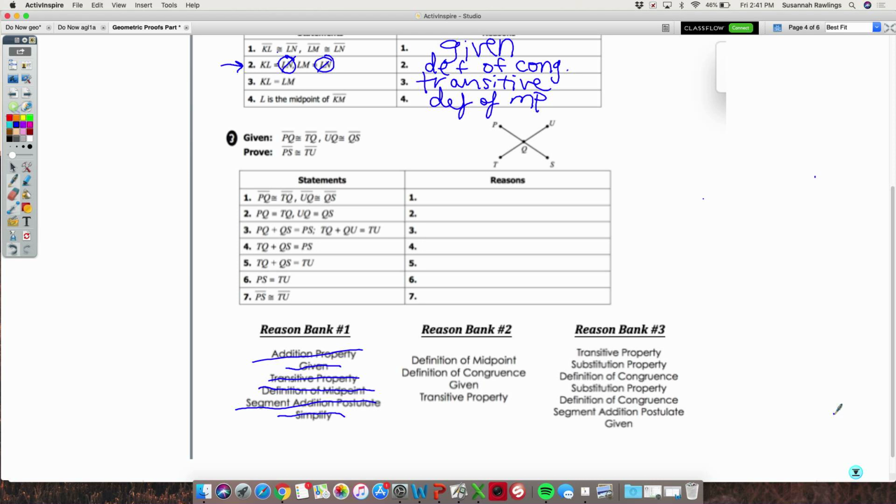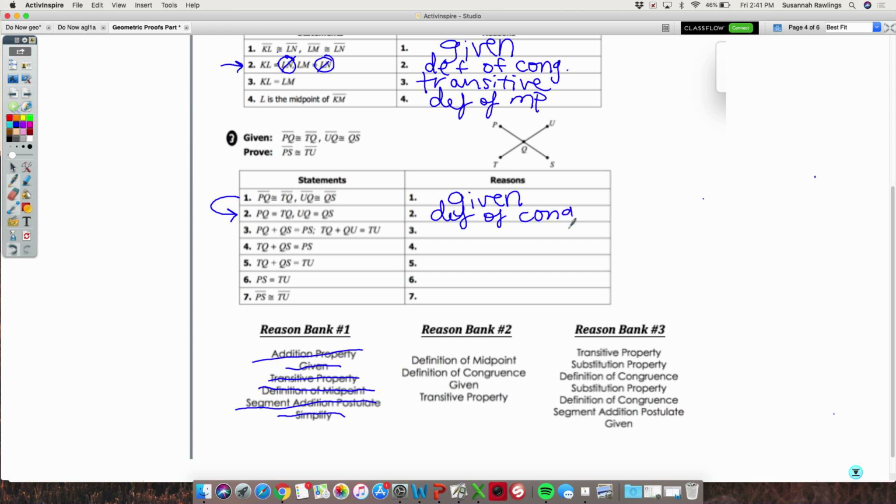Okay, so number 1 is always what? Given. Okay, you want to double check. Sometimes they put the given in more than one blank, so always double check that you take care of your givens first. From step 1 to step 2, the only thing that changed was my symbol. So that was the definition of congruence.